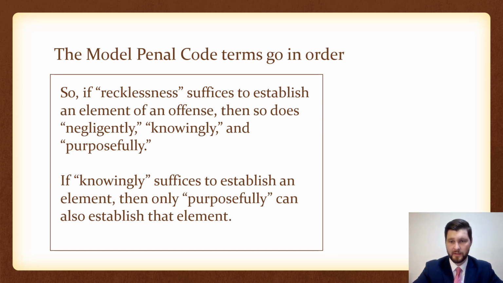If I knowingly assault someone, then purposefully, of course, if I really try to assault that person, that suffices. However, if the law says that the mens rea for assault has to be knowingly, then it's not enough if I did it recklessly. Okay? They go in order. They don't all interchange. They interchange up. Okay?